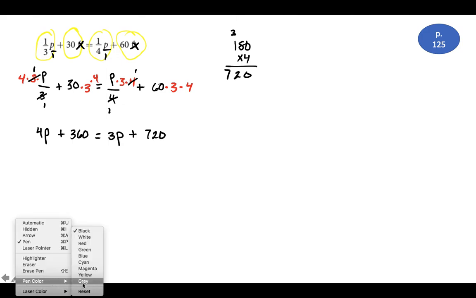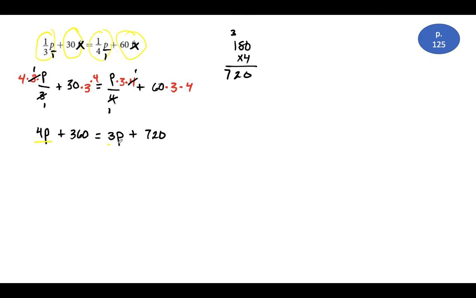I am noticing that I have variables on both sides of the equal sign, so I'm going to have to deal with that first. I'm going to get rid of these 3 positive p's by adding 3 negative p's to both sides. So these positives and these negatives eliminate each other. Same quantity, opposite signs, always eliminate. And I just get 720 on this side. 4 positive p's plus 3 negative p's are going to eliminate, and I'll have 1 positive p left, plus 360.